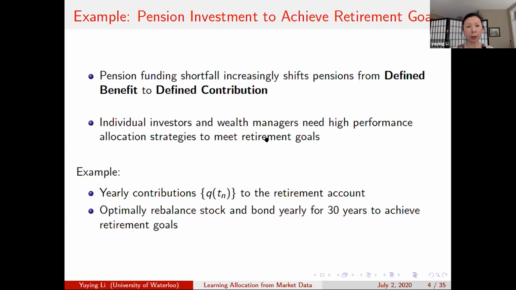wealth growth objective. So in particular, you can imagine that the employee will have a yearly contribution, which I will denote by Q, into the retirement account at the beginning of every year. Then we will need optimal allocation strategies that depend on where the market is, and on the wealth level, for the next 30 years, to try to optimally reach a retirement objective. So that's the particular application I will focus on, which fits into our dynamic asset allocation problem.